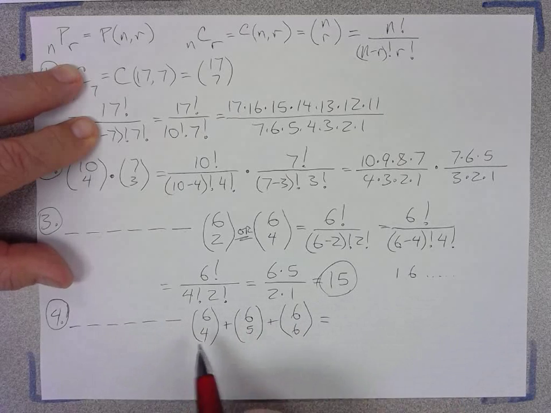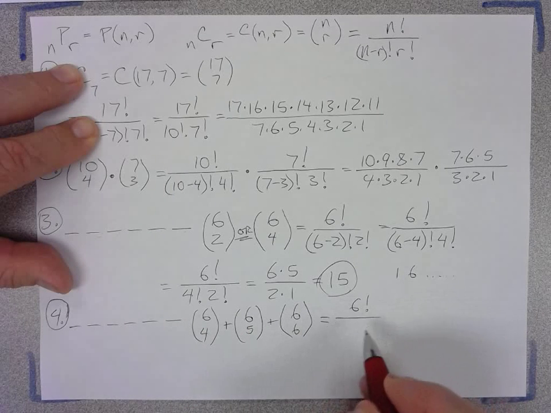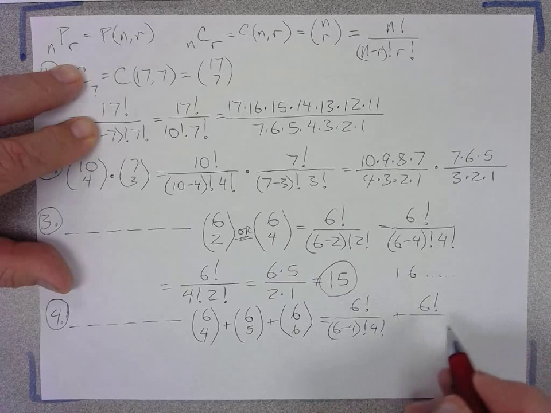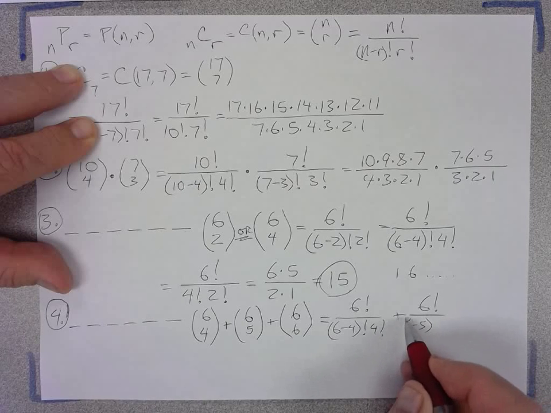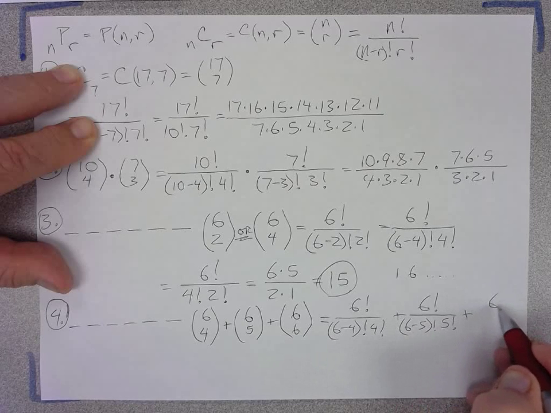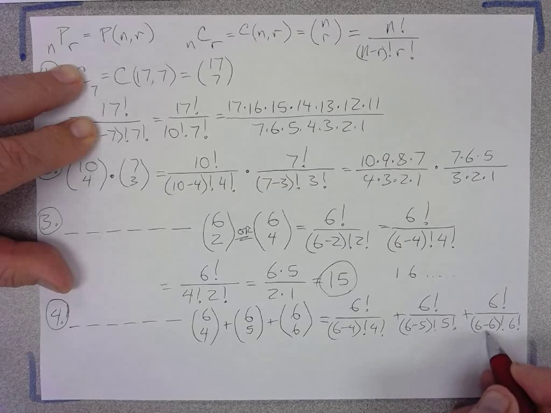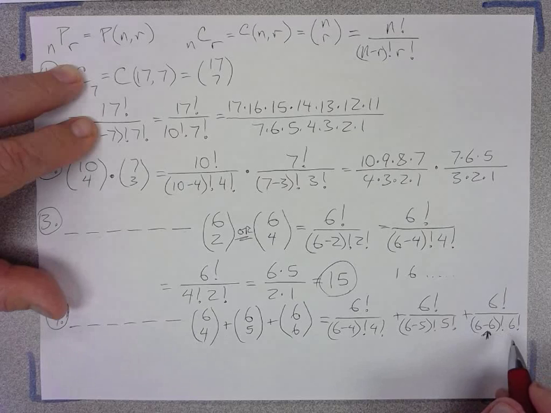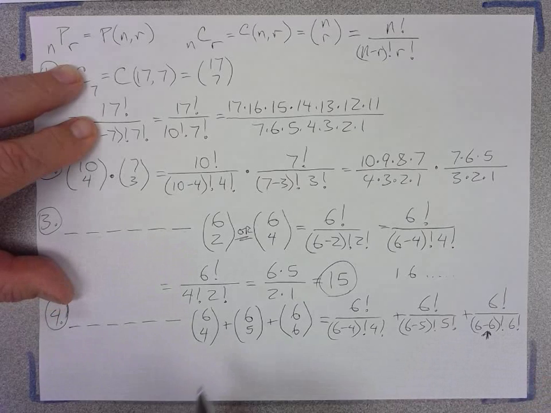Okay? So this will be 6 factorial over 6 minus 4 factorial, 4 factorial, plus 6 factorial over 6 minus 5 factorial, 5 factorial, plus 6 factorial over 6 minus 6 factorial, 6 factorial. That's going to be 0 right there, isn't it? Make sure you know what happens when you have 0 factorial. Okay, do you? We'll get back to that in a minute.